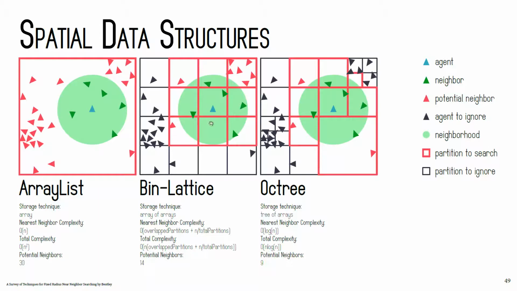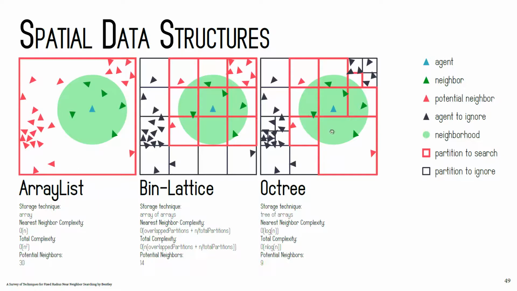So once you've placed it in the bins, it's a lot faster to determine which ones you're going to have to look at. You can ignore the ones that don't intersect with the vision radius circle here, so you don't even have to look at these. And then you just have to look at the ones that do intersect. So in this case, you're going to be looking at 14 potential neighbors, whereas here you had to look at everyone, which is 30 potential neighbors. So that's the bin lattice.